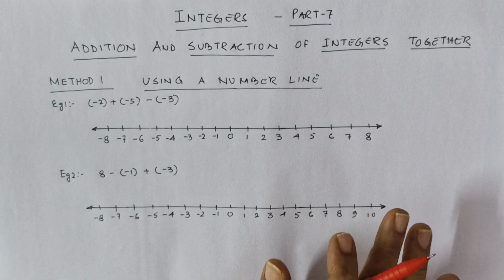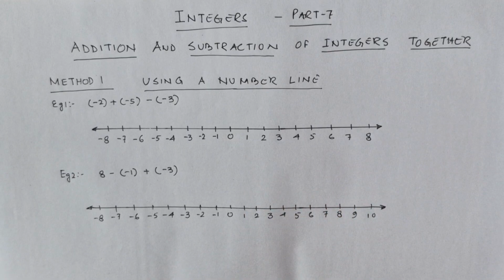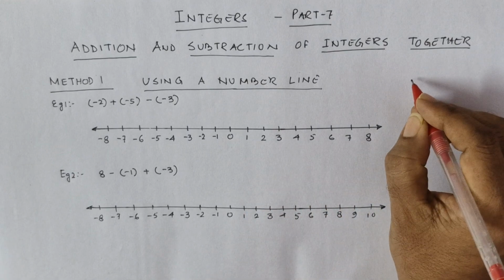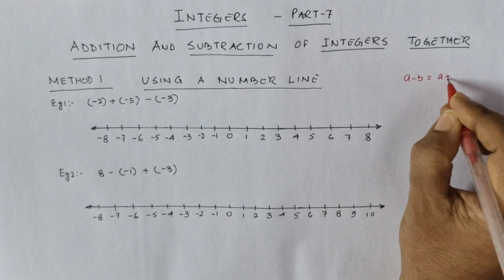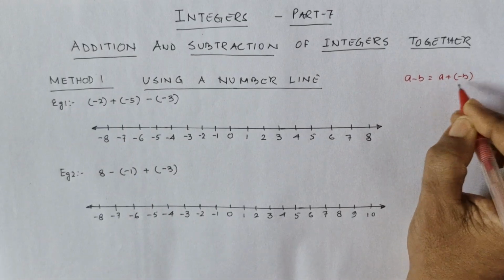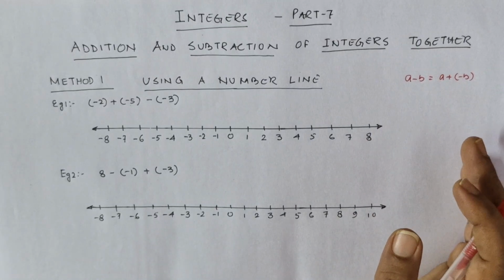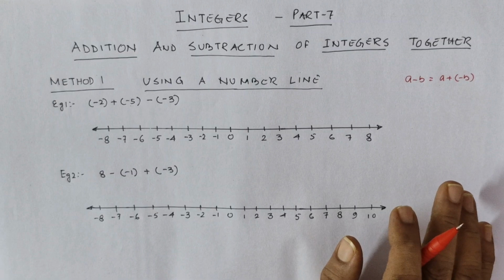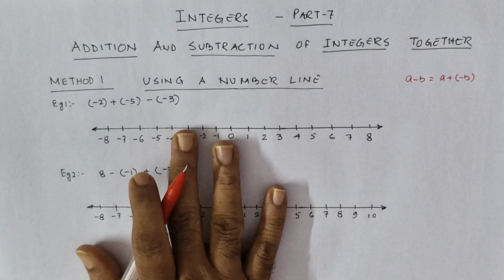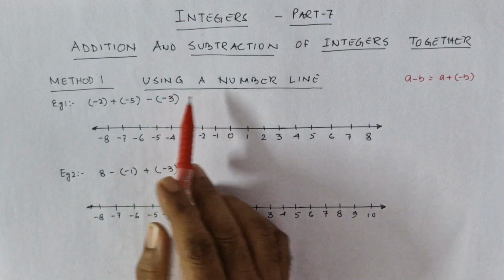While you are using rules, you just convert every subtraction to addition as I have shown you. Remember, a minus b is equal to a plus of minus b, right? So you are changing this subtraction into addition, and then you can apply the rules of addition of integers that you have already learned. Okay. So let's come to the first method, that is addition and subtraction of integers together using a number line.